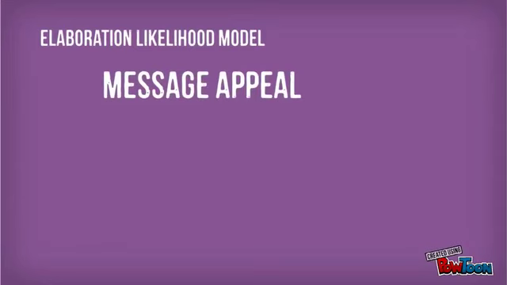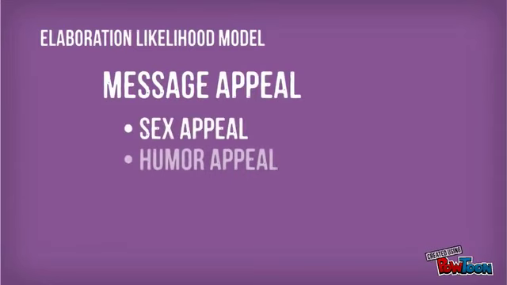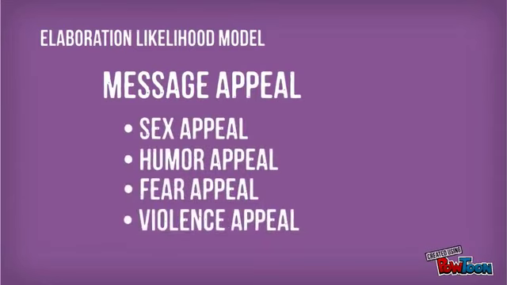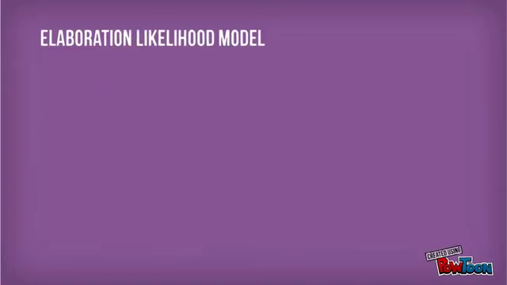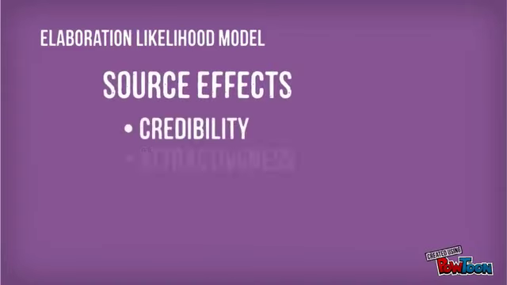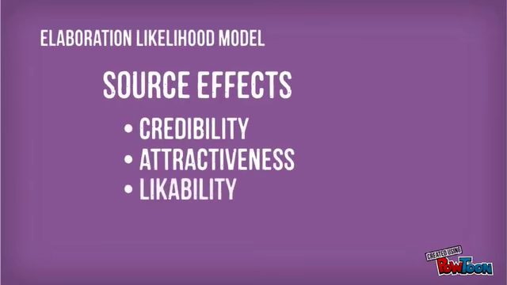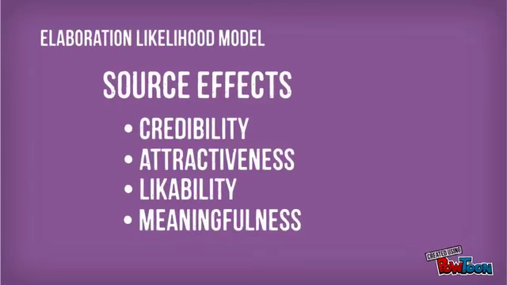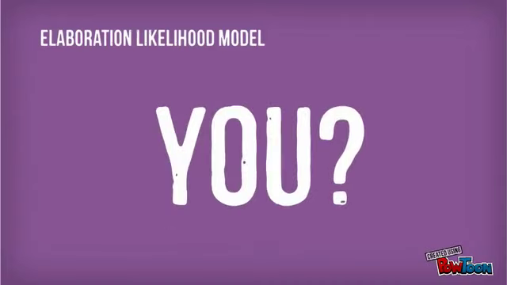Different types of message appeals are used to tap into the emotional side of an audience. Sex appeal, humor appeal, fear and violence appeals are some of the ways marketers encourage people to make mental shortcuts to create decisions. Another way is using source effects like credibility, attractiveness, likability, and meaningfulness to help the audience define the person giving the message by using mental shortcuts based on pre-existing attitudes. When you sell yourself, think about why a person wants to sit through your talk and the benefit that they get out of it. It's fundamental to ensuring a central route to persuasion.